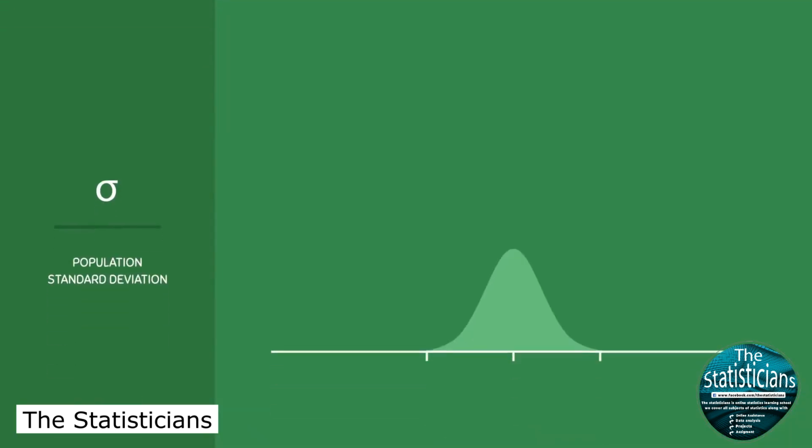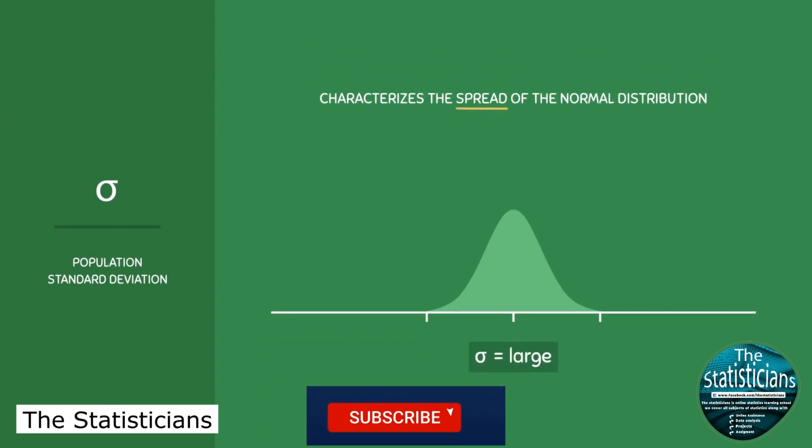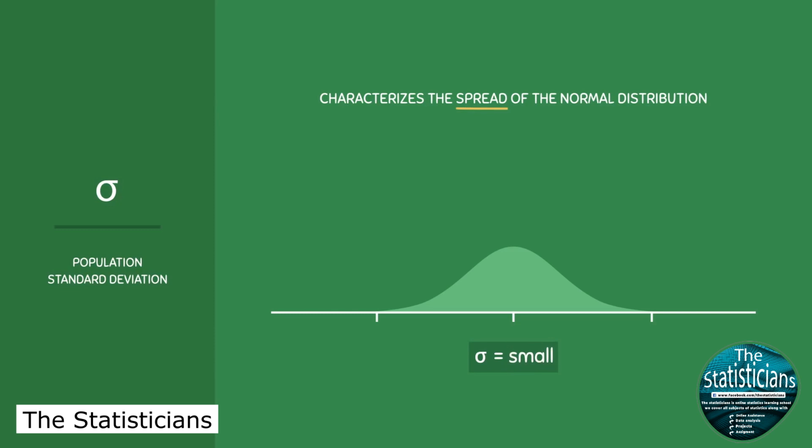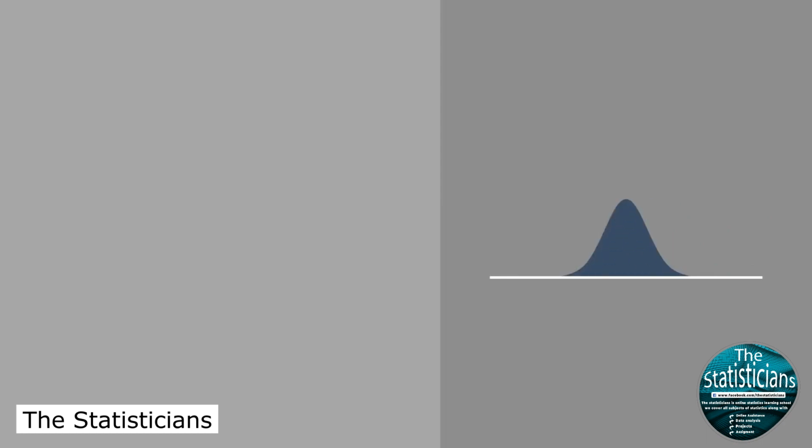On the other hand, the population standard deviation sigma characterizes the spread of the normal distribution. The larger the standard deviation, the more spread out the distribution will be, and the smaller the standard deviation, the less spread out it will be. Notice that when the spread increases, the curve gets much flatter, and when the spread decreases, the curve gets taller. The reason for this is because the normal distribution is a density curve, and the total area of any density curve must remain equal to 1 or 100%. So changes in the width of the curve must be compensated for by changes in the height of the curve, and vice versa.